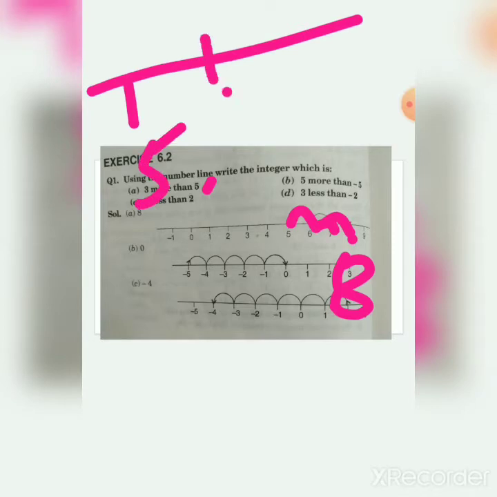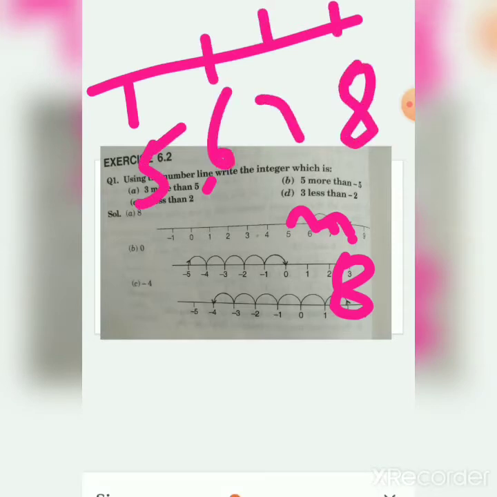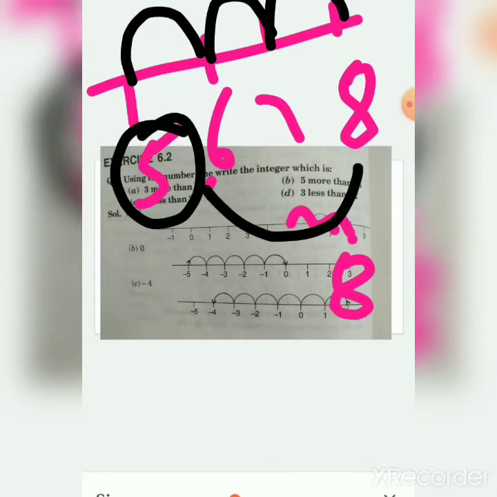From 5 you have to move. This is the number line. I am not writing 0, 1, 2 because it is already given. So this is 1 step, 2 steps and 3 steps. So it means 3 more than 5 is 8.